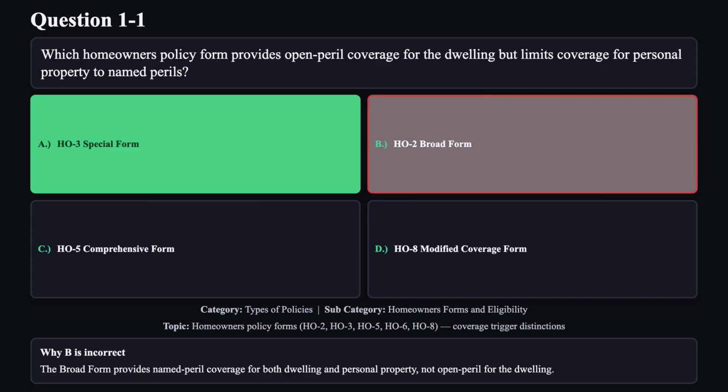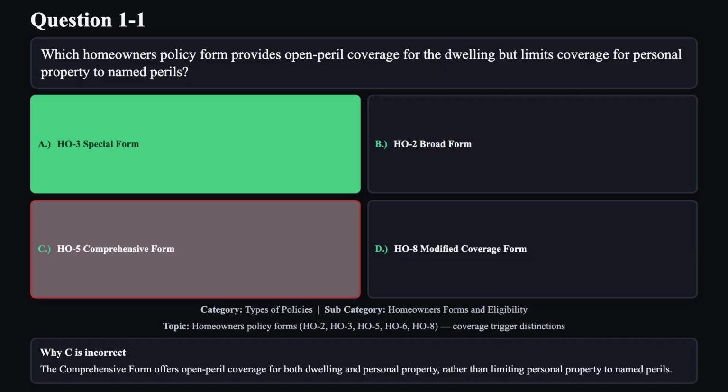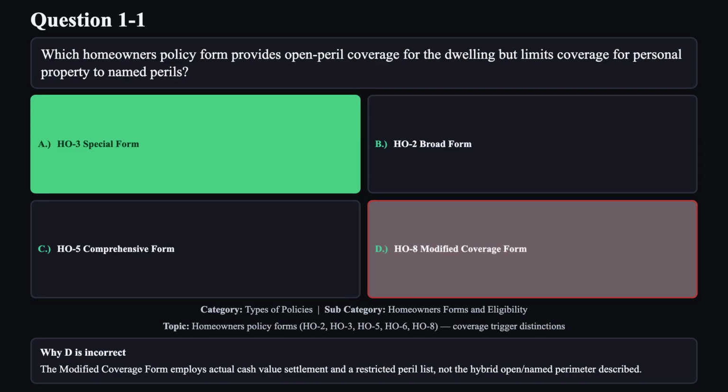Reason B is not correct. The broad form provides named peril coverage for both dwelling and personal property, not open peril for the dwelling. Reason C is not correct. The comprehensive form offers open peril coverage for both dwelling and personal property, rather than limiting personal property to named perils. Reason D is not correct. The modified coverage form employs actual cash value settlement and a restricted peril list, not the hybrid open and named peril structure described.